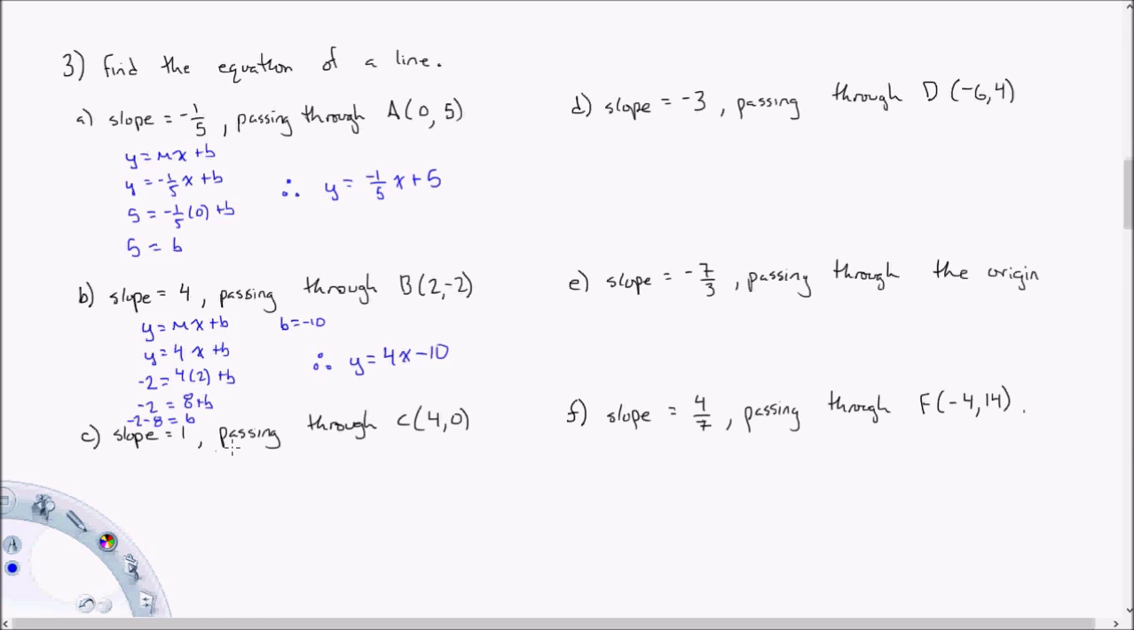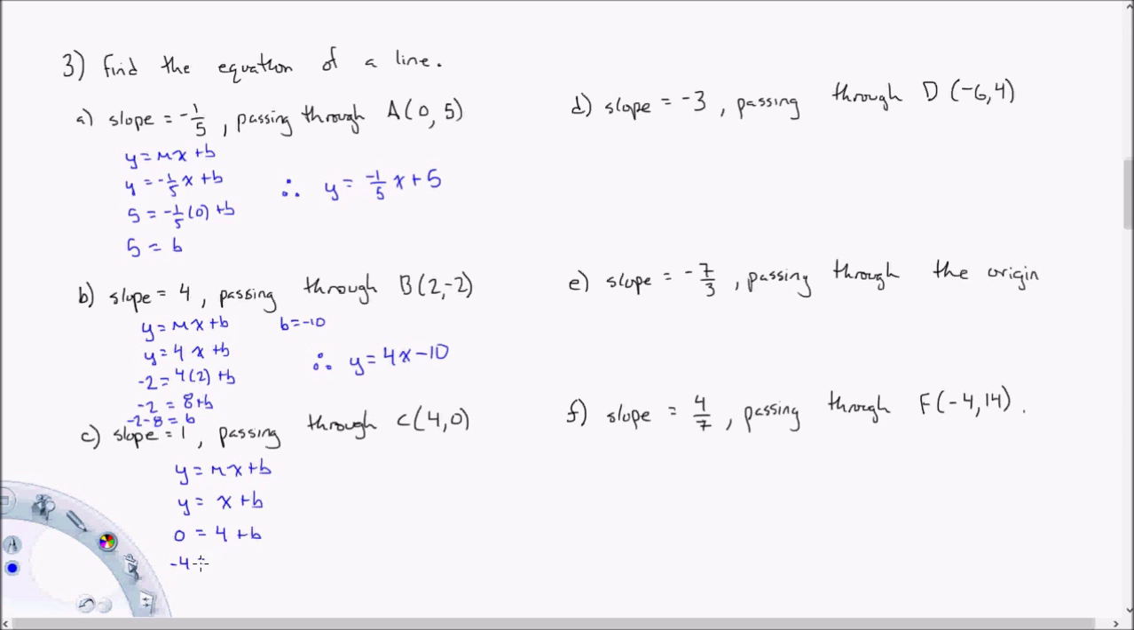C, we have a slope of 1, and the line passes through data point C for 0. So again, we start with y equals mx plus b, sub in the m value, y equals 1x, or just x, plus b. We know a set of coordinates, which is point C, that has to satisfy this equation because this line passes through this point. So we have 0 equals 4 plus b, and then we isolate for b. So we can subtract 4 on both sides.